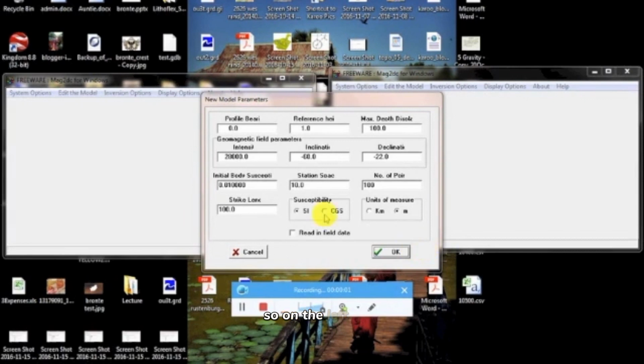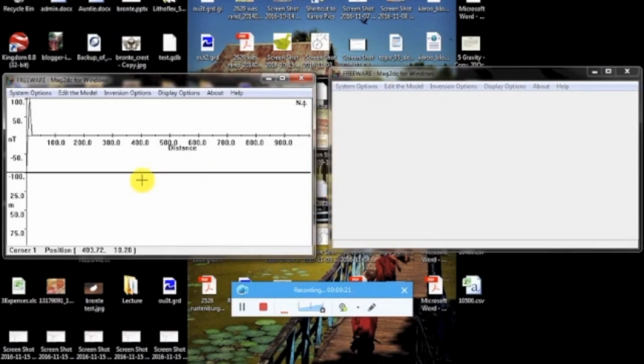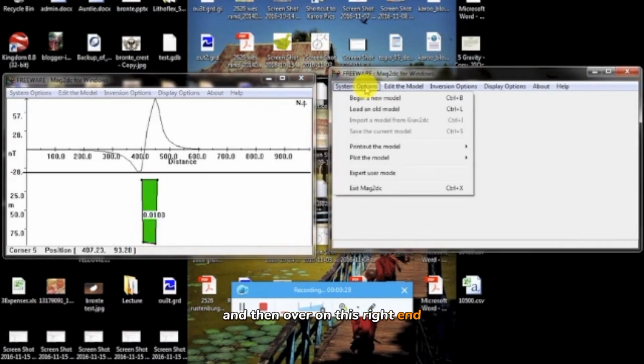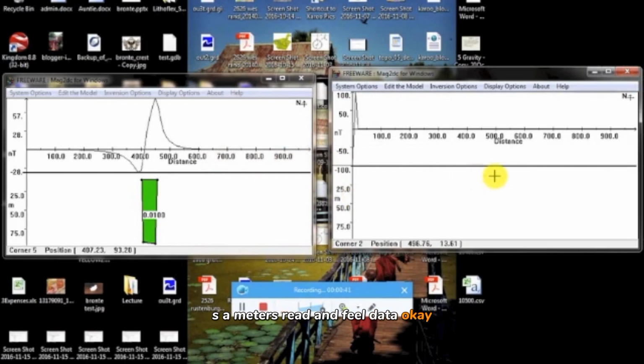So on the left here, you can see a profile bearing of 0, and I'm going to choose SI units and meters, and then unclick read field data, and click OK. And then we click to add a dyke. Click, click, click, click, right click. And then over on this right hand window, I'm going to begin a new model and change the bearing to 90. SI, meters, read field data. Okay, click, click, click, click, click.